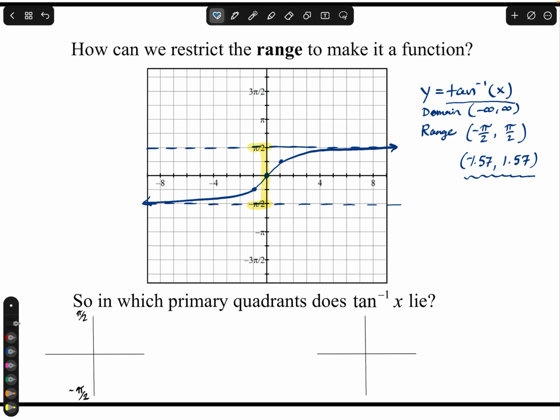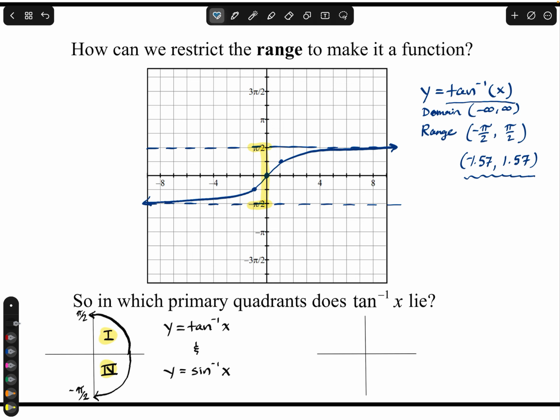So when we plug in, it's going to spit out an angle up to pi over 2, or if we're going in the other direction, down to negative pi over 2. That's all it's going to give us. So it looks like our inverse tangent function is going to live in quadrant 1 and quadrant 4. This is where our inverse tangent function lives. Remember, this is also where our inverse sine function lives. So this is nice because these two live in the same quadrants.